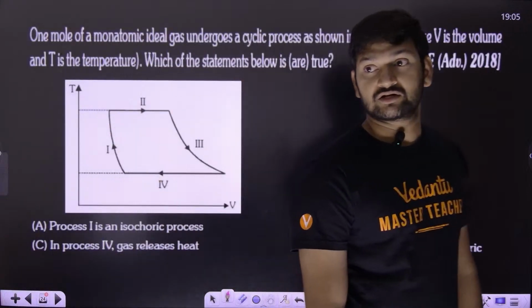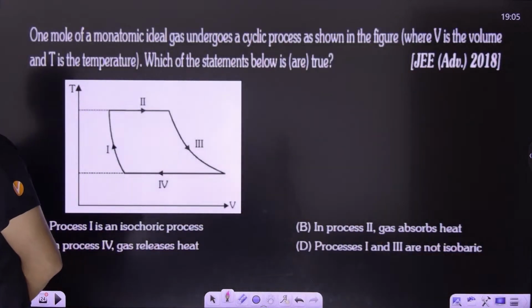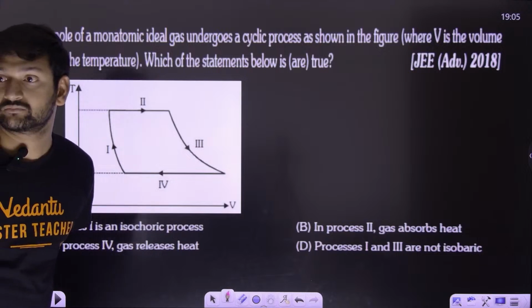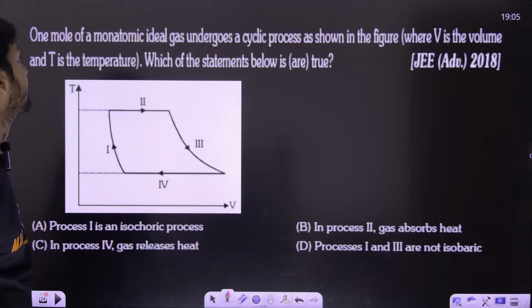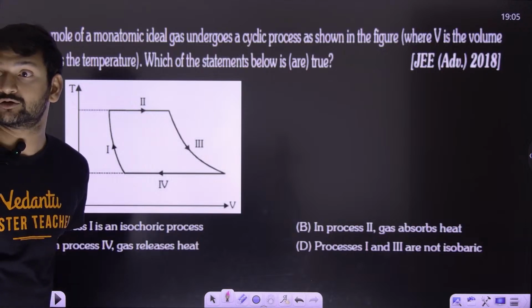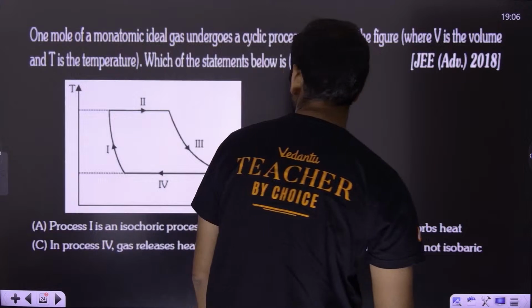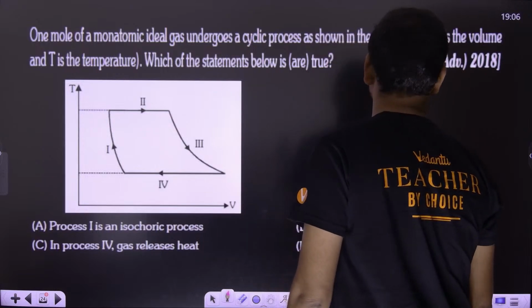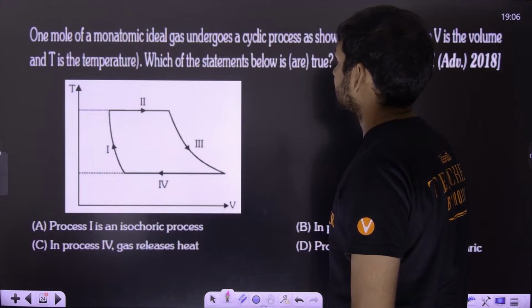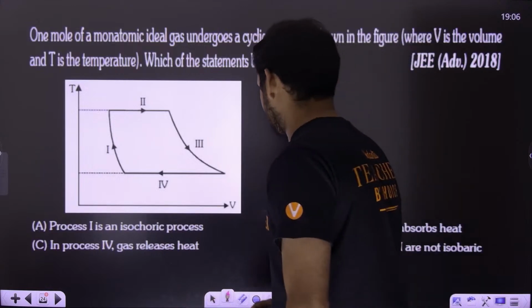Do this. JEE Advanced 2018 question. One mole of a monoatomic ideal gas undergoes a cyclic process as shown in the figure, where V is the volume and T is the temperature. Which of the following statements below are true? In fact, this question I should have given after explaining you the graphs, but still you can manage.